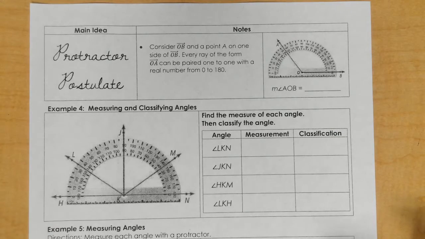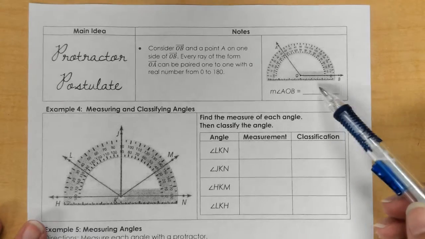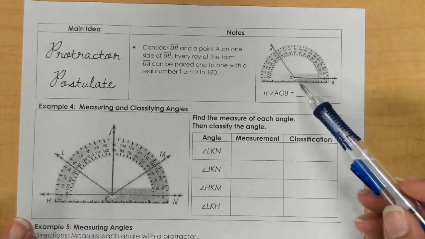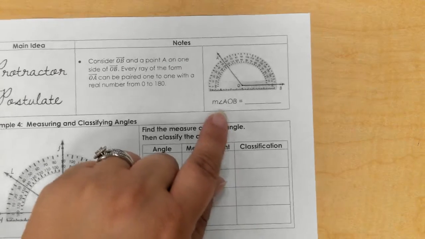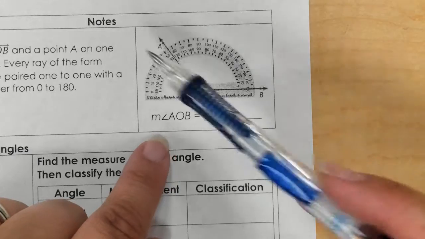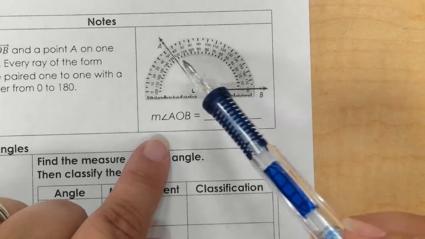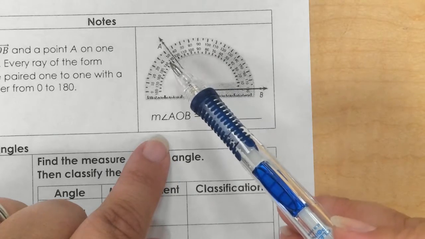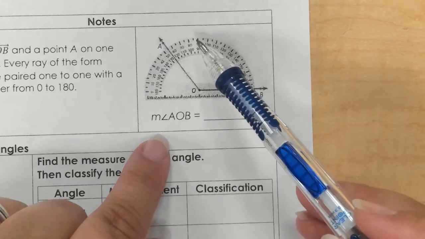Still in day 3 notes, we're going to talk about the protractor postulate. So here, I'm just going to look at this and read it. Let me zoom in a little bit. Since this angle is obtuse, I know that I'm not going to look at the smaller numbers up here. I'm going to look at the bigger numbers because it has to be greater than 90.